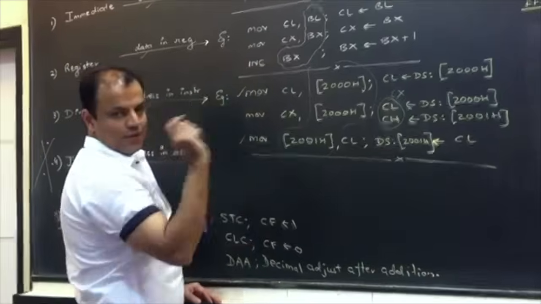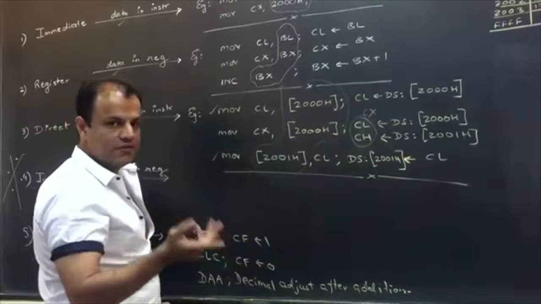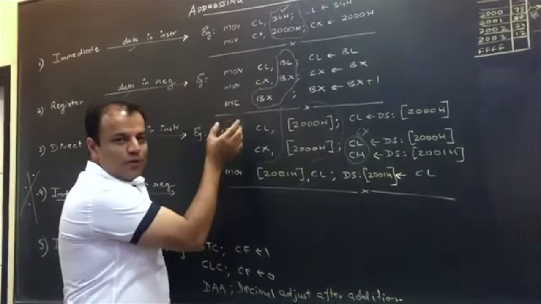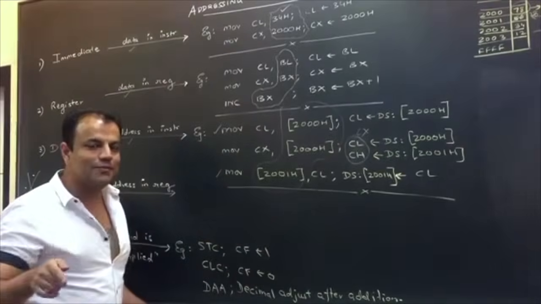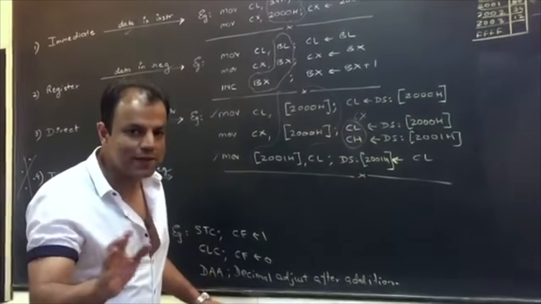Increment BX will increment BX. Agree? Increment CX will increment CX. Increment DX will increment DX. Can you write only increment? No, because increment works on every register. So you have to specify which is the register. There is nothing implied over there.